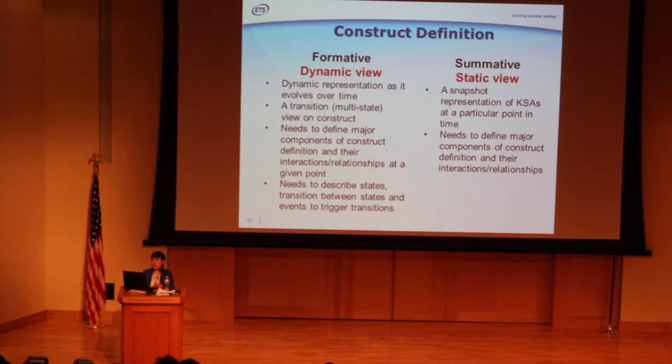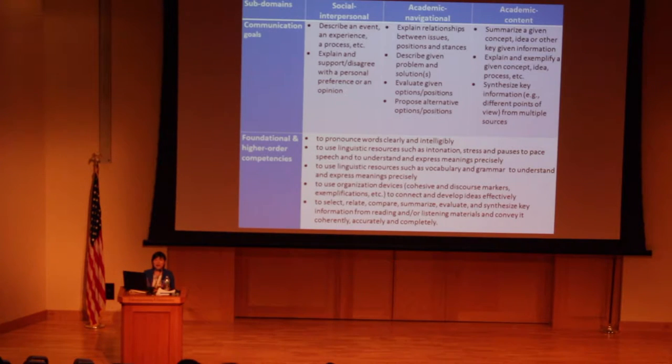So there's this need to define major components of the construct and how they interact with one another. But beyond that, for formative assessment, we also need to think about how knowledge, skills, and abilities are expected to change and hypothesize what might lead to that kind of change. And this is a very static representation of an interactionalist approach to construct definition, where we have the subdomains, communication goals, foundational and higher-order competencies, but no progression here.